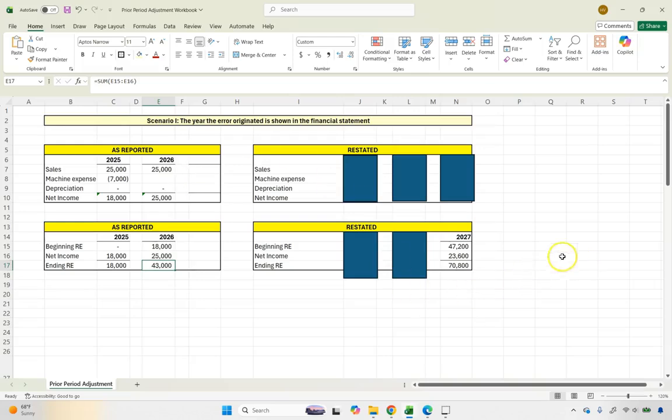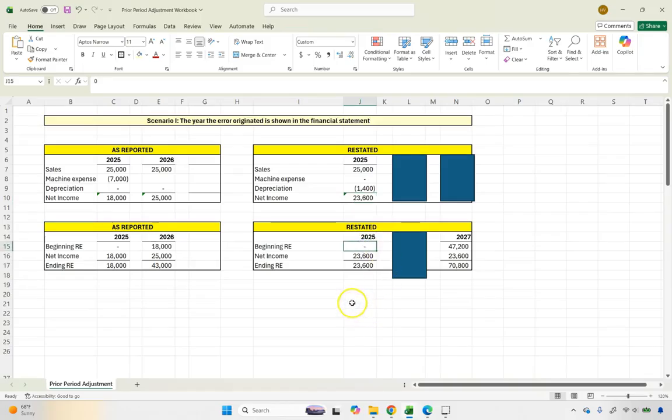Now we're in 2027, and we realized that this entry right here was incorrect. We should not have had machinery expense for 7,000. We should have capitalized that and just had depreciation expense for $1,400. So when we restate our financials, and the year the error originated is actually reflected in the financial statements, this is what happens. We have our restated income statement with our sales of 25 and depreciation expense of 1,400. Notice there's nothing here for machinery expense. And we have a new net income of 23,600.